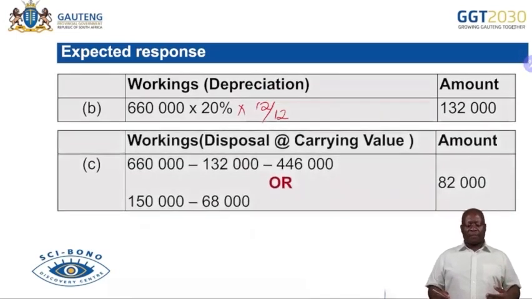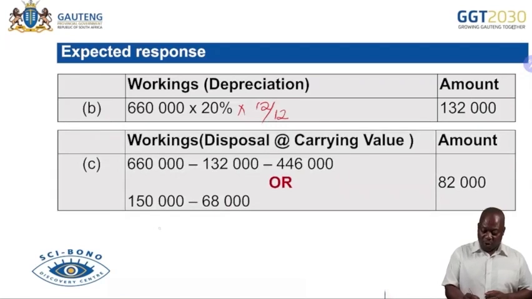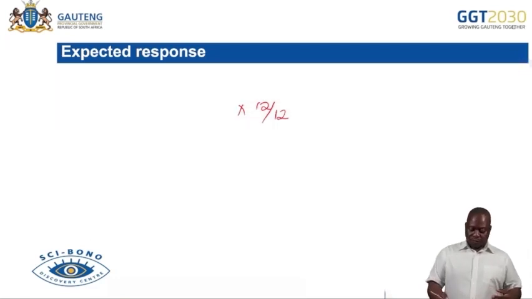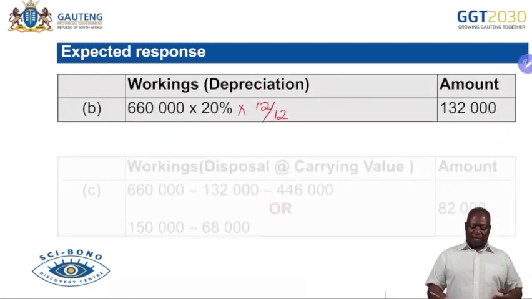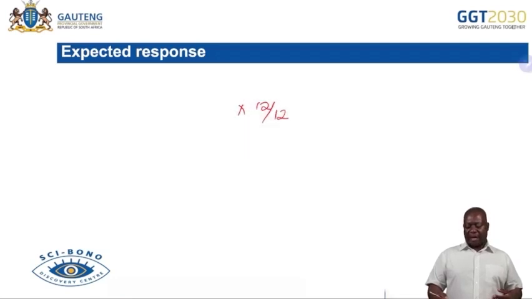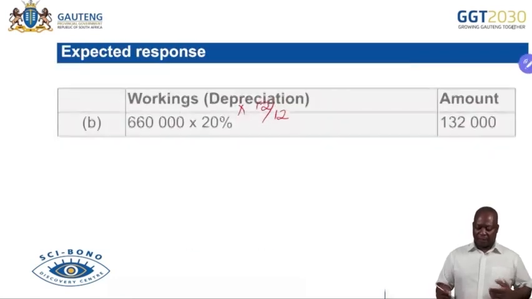So when it comes to C, it is going to be our 660, which is at the end, and then minus at the start. And then we also subtract the 446. In other words, whenever we want to get to the end, we need to go past. Let me just go back so that at least you can see the amounts again as they appear on the question. Yes, there we are.